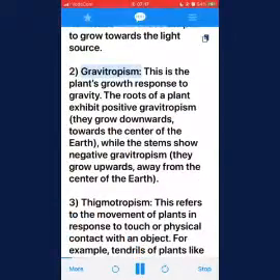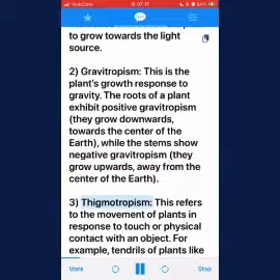2. Gravitropism. This is the plant's growth response to gravity. The roots of a plant exhibit positive gravitropism. They grow downwards, towards the center of the earth, while the stems show negative gravitropism. They grow upwards, away from the center of the earth.